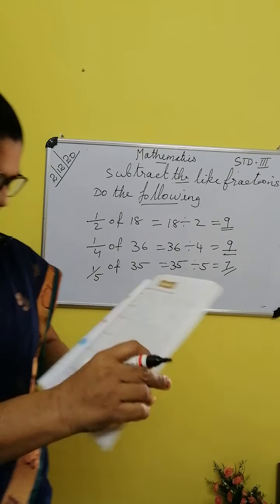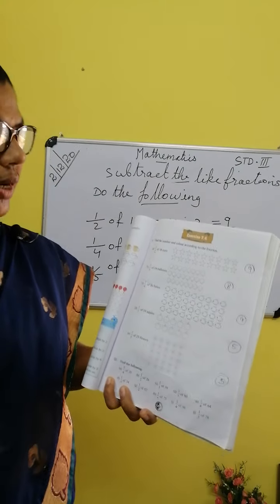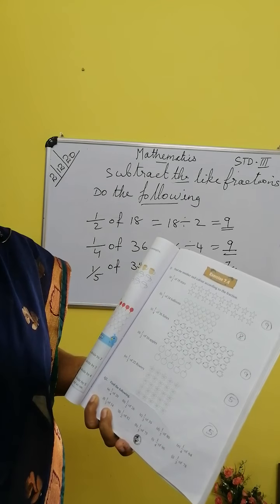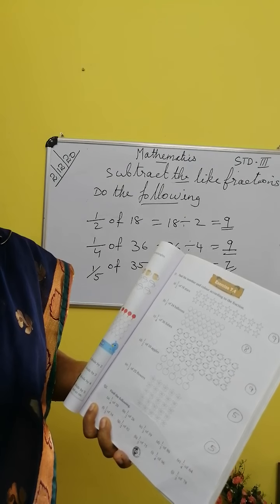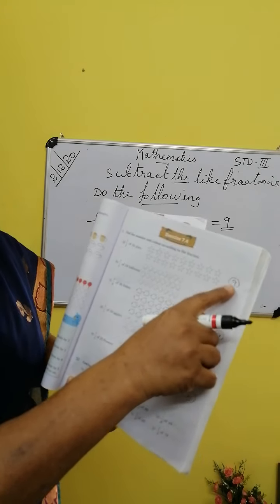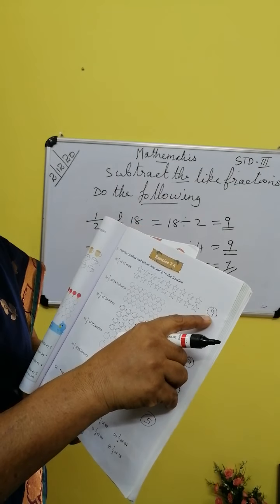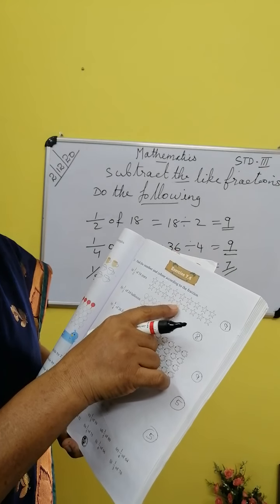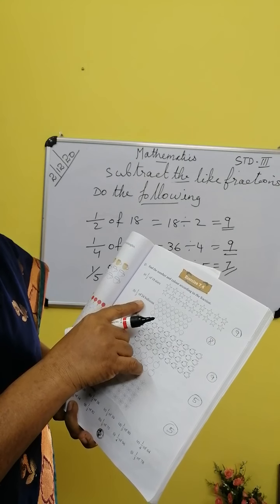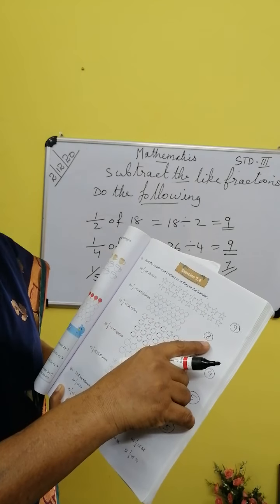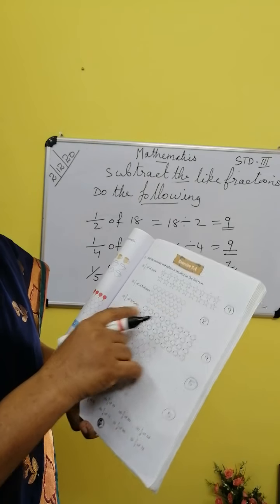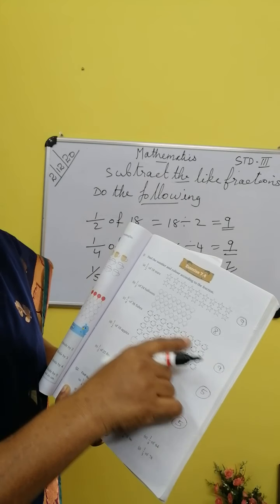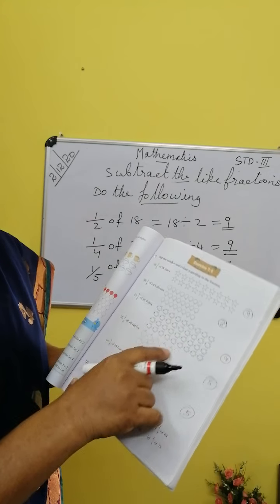Here, page number 125. Here are some questions. Find the number and color according to the fraction. 1 by 2 of 18: see, 9 stars you have to color, only 9. Then 1 by 3 of 24: 8 balloons you have to color. 1 by 4 of 36: 9 fish you have to color.